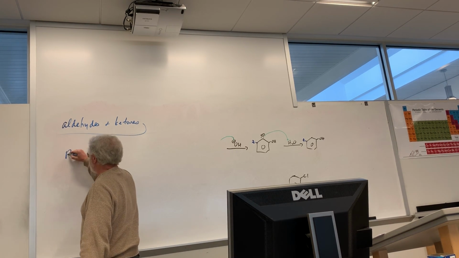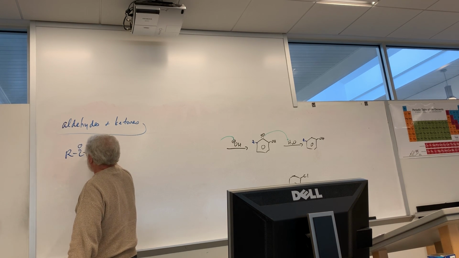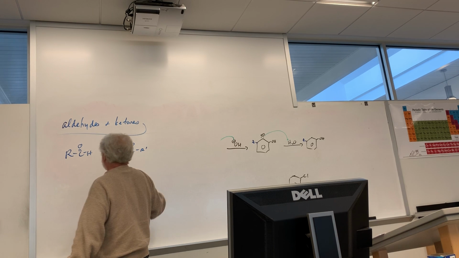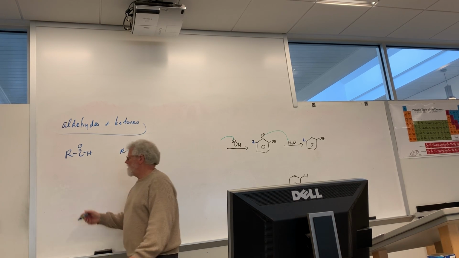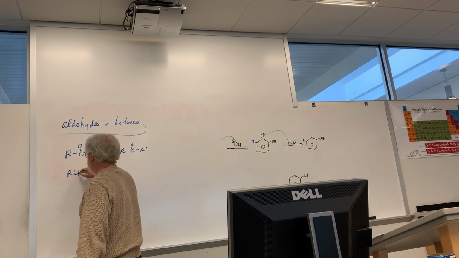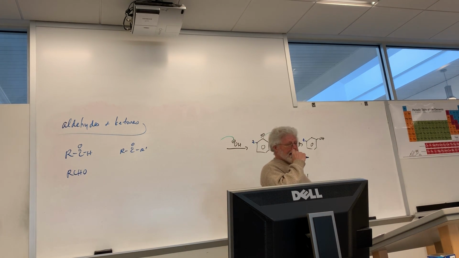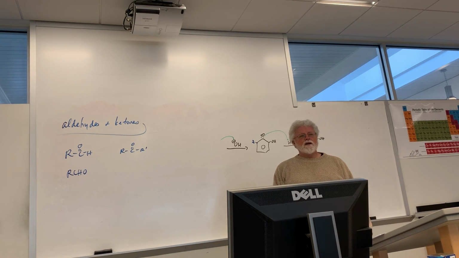Aldehydes look like this. Ketones look like this. Don't be fooled by this. That's an aldehyde. There's only one way you can put a hydrogen and an oxygen off of that carbon, and that's to doubly bond one of them, and it can't be the hydrogen. So it's an aldehyde.